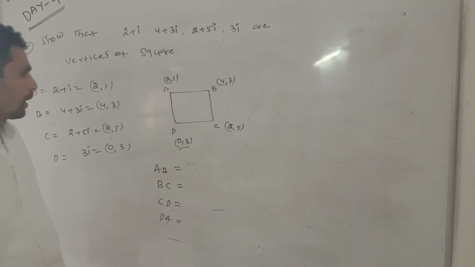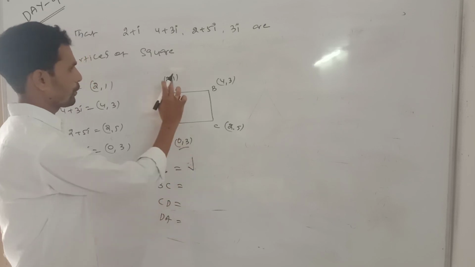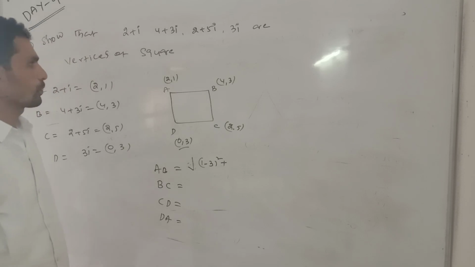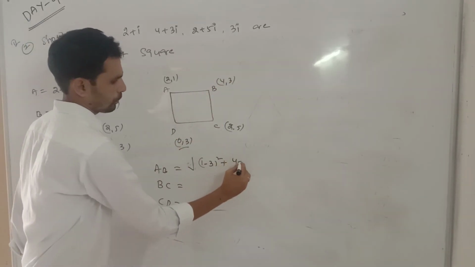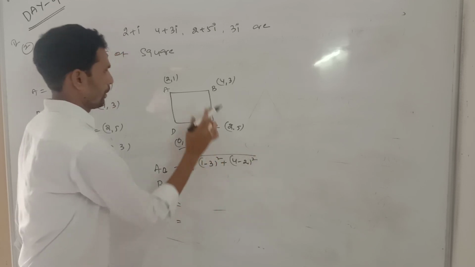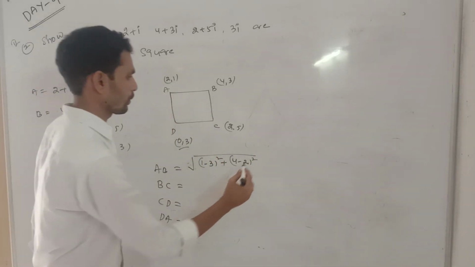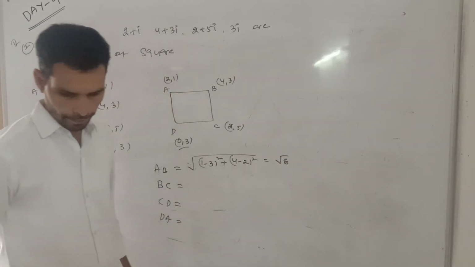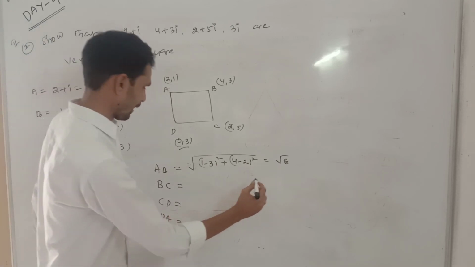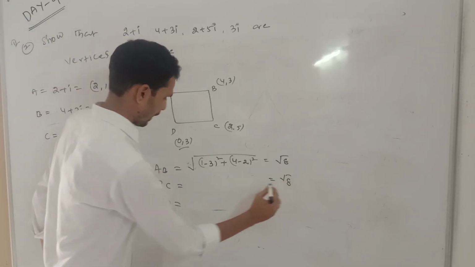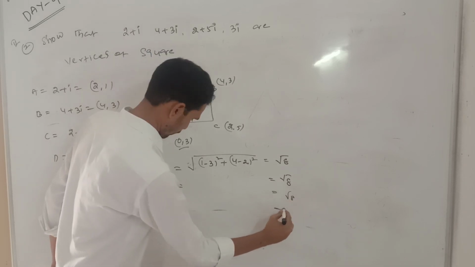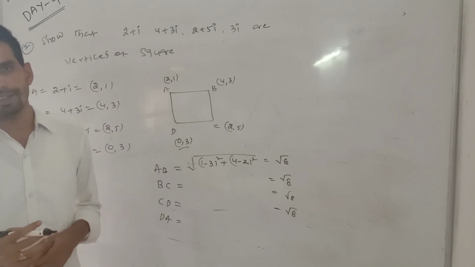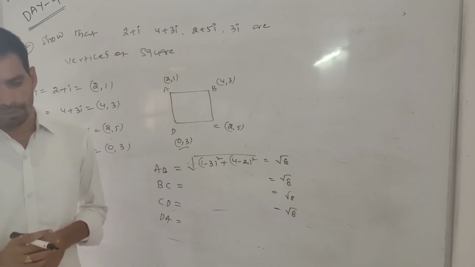What is the distance of AB? Find AB, from A to B, under root of x2 minus x1 whole square, 4 minus 2 whole square, plus y2 minus y1 whole square, 3 minus 1 whole square. We get under root of 4 plus 4, which is root 8. So AB is equal to root 8. Similarly, BC also root 8, CD also root 8 and AD also root 8. All sides are equal, which means the given points form a square.